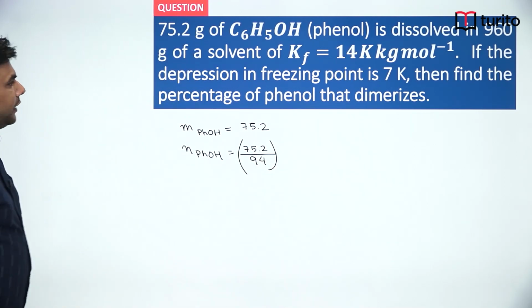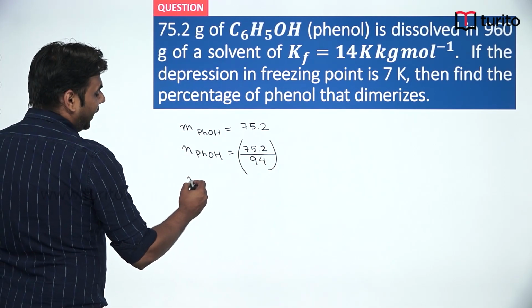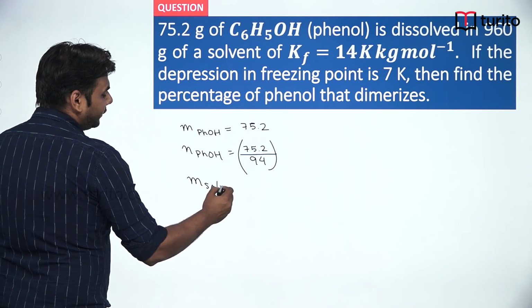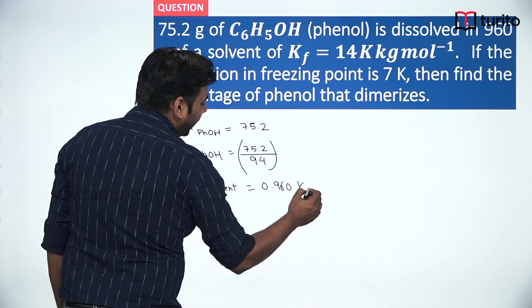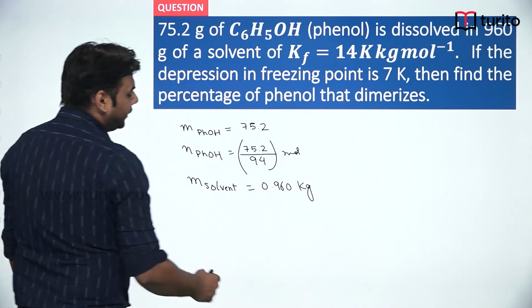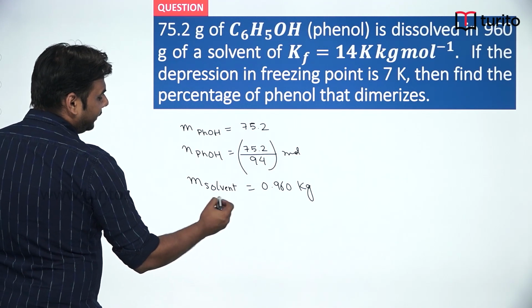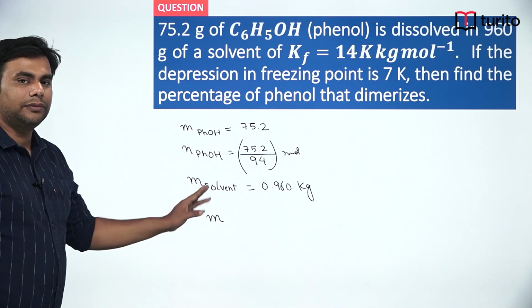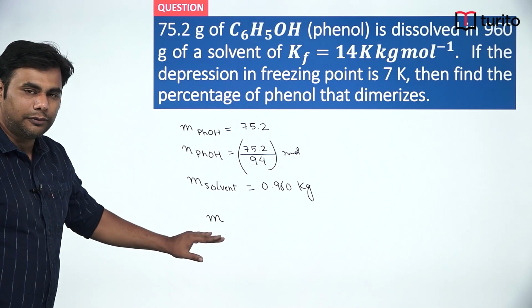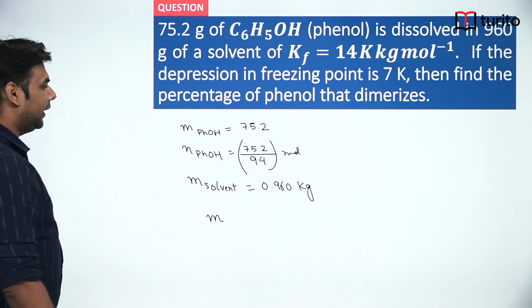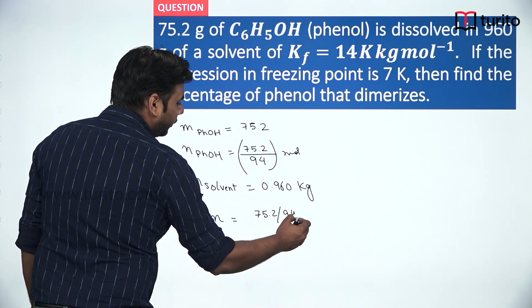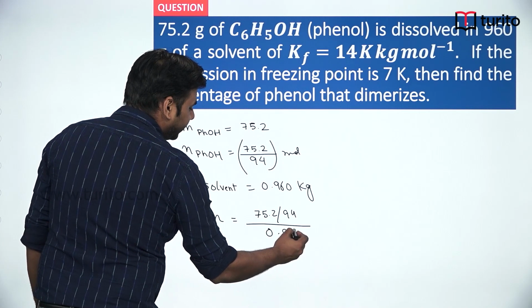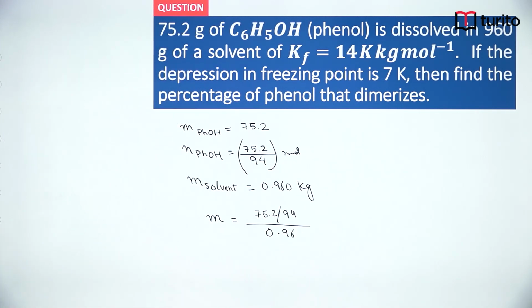We know the mass of solvent. The solvent has 960 gram as the mass, so it will be 0.96 kg. So we'll find the molality. Here the small m solvent means mass of solvent. When only small m I am writing, it means molality. So this would be 75.2 divided by 94 divided by 0.96. In this way you will be able to calculate the molality of the given solution.